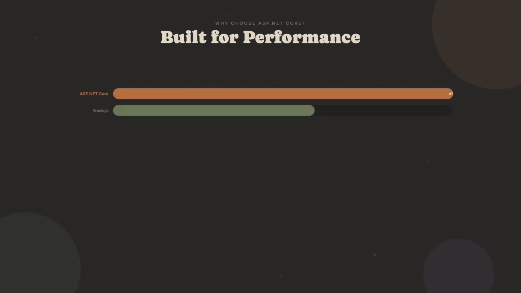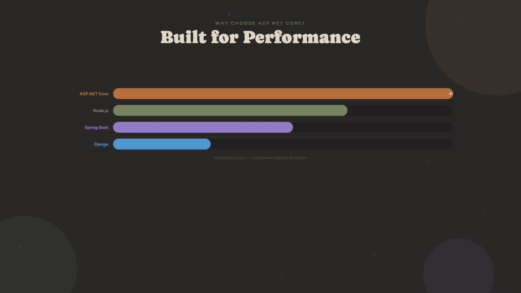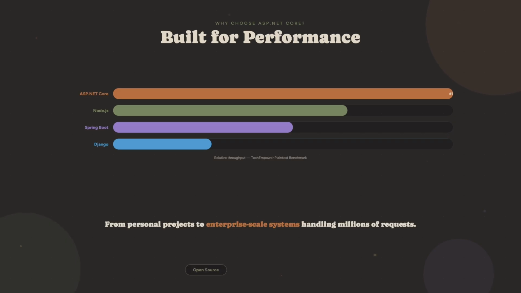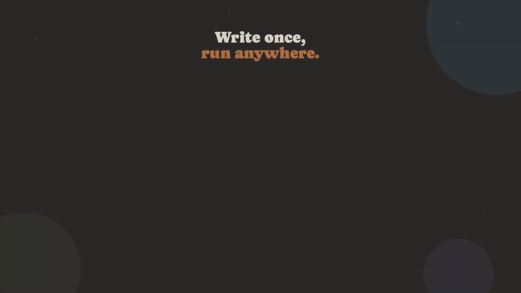It is consistently ranked among the fastest web frameworks available today, making it a great choice for everything from professional projects to enterprise-scale systems handling millions of requests. It's also completely open source and fully cross-platform. Whether you are developing on Windows, macOS, or Linux, the development experience is nearly identical, and your application can run virtually everywhere. From your local machine to Docker containers and cloud platforms like Microsoft Azure, AWS, or Google Cloud.